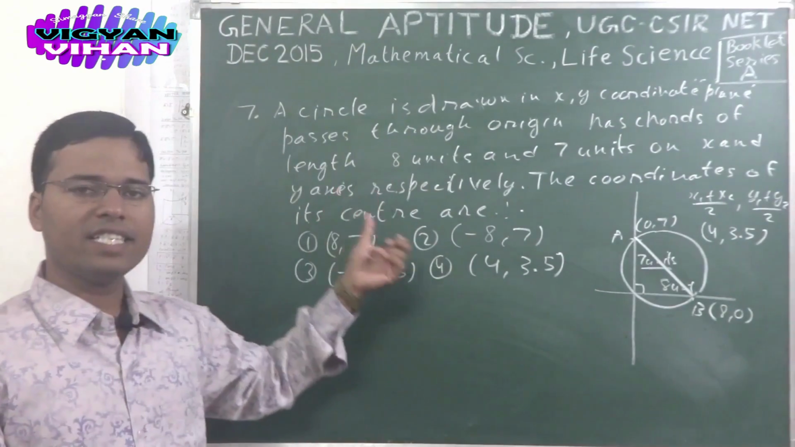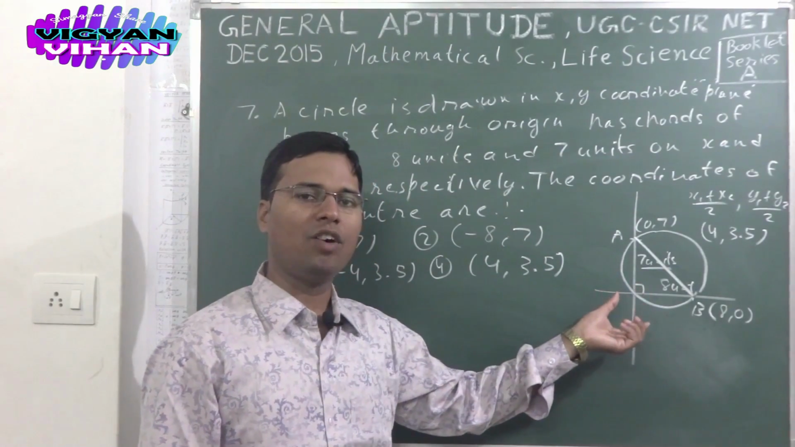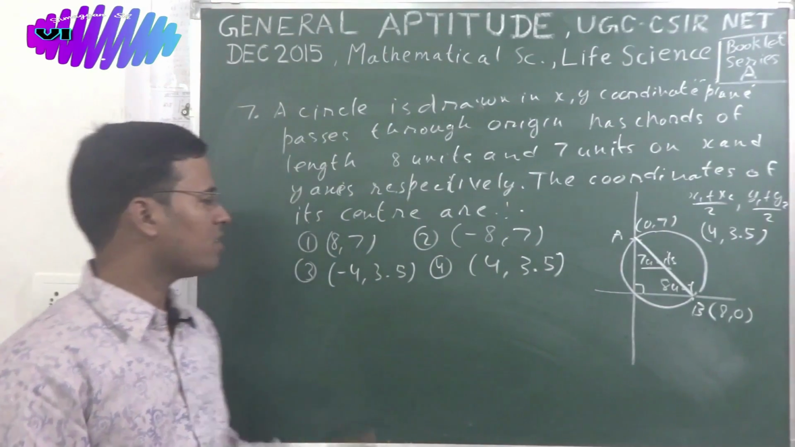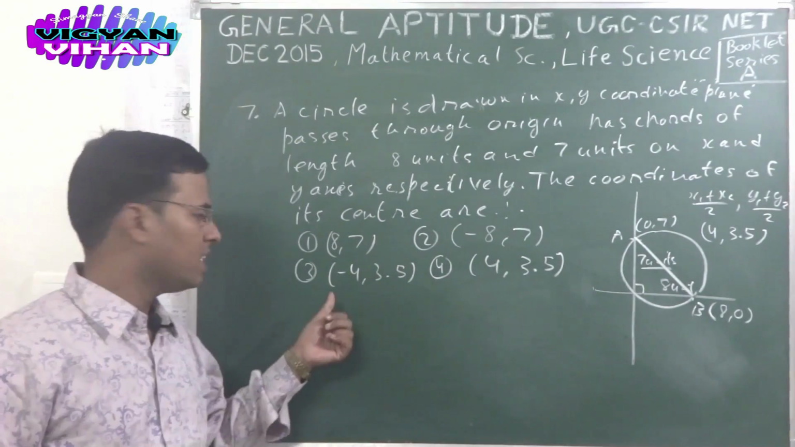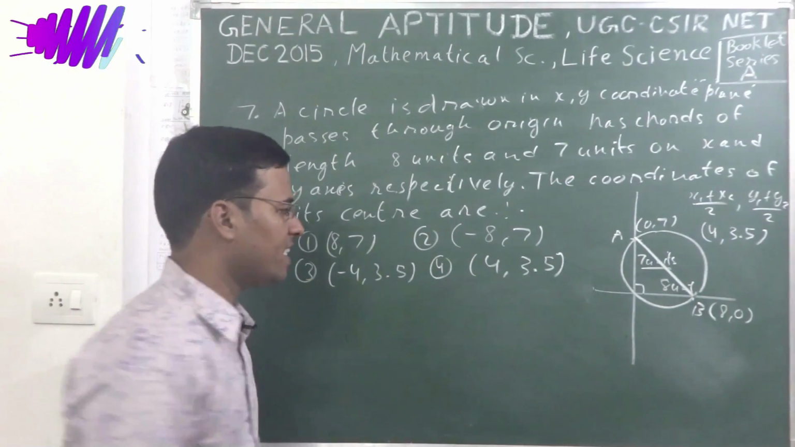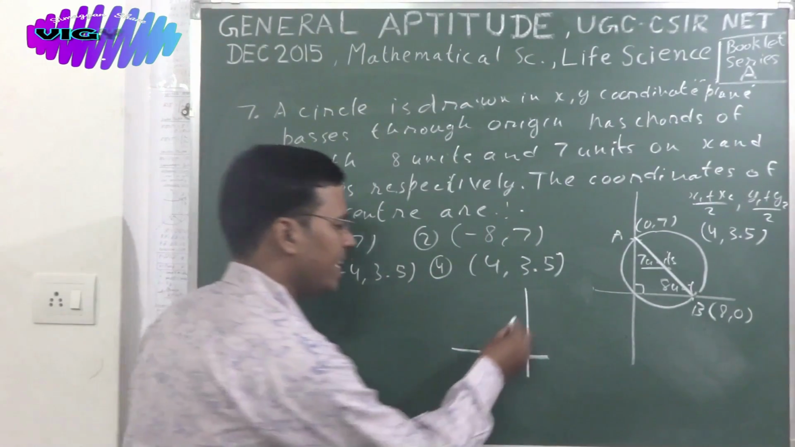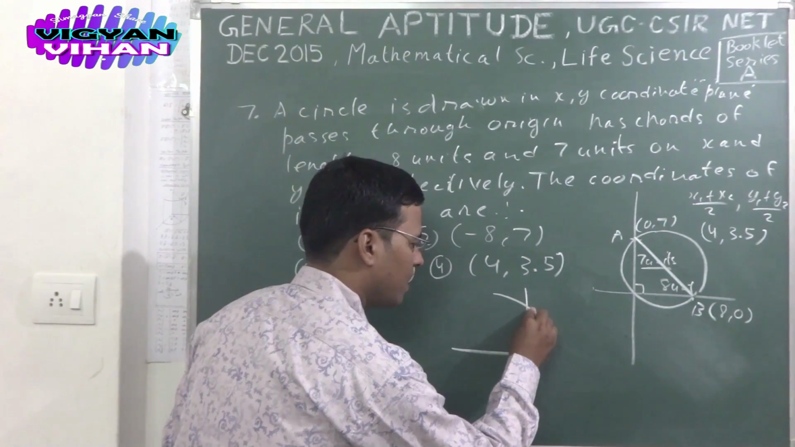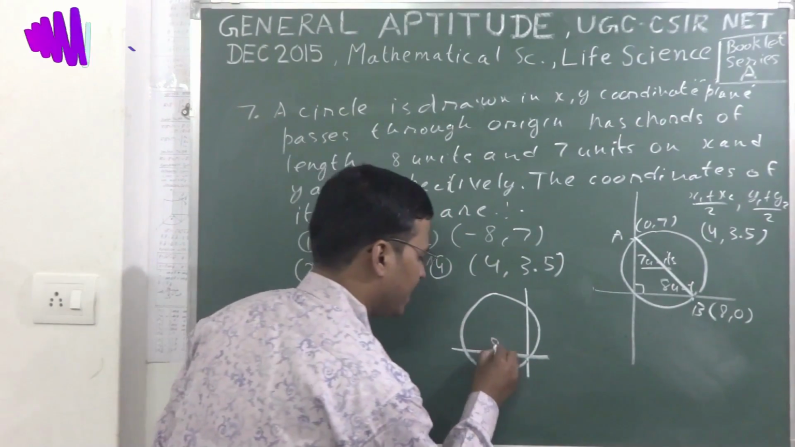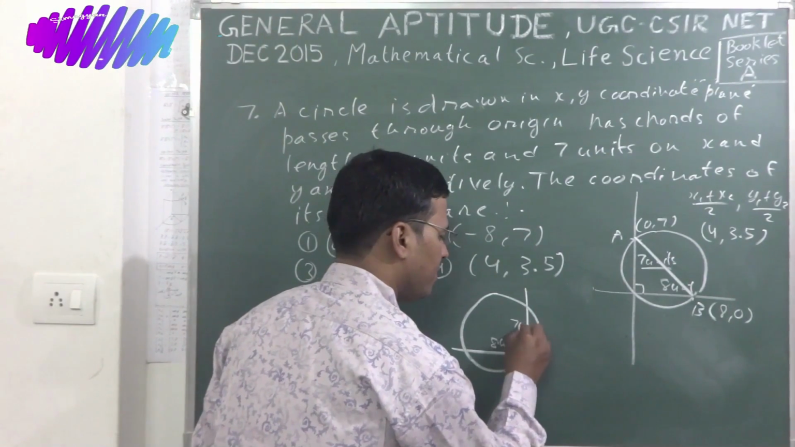But the question is not saying clearly that the chords are on the positive side of the x and y axis. In that condition, there may be another answer also. In the third option, the x coordinate of the center is negative but the y coordinate is positive. In that condition, the circle will be in the second quadrant and will cut chords like this. On the x axis, it is the same 8 units. On the y axis, it is the same 7 units.